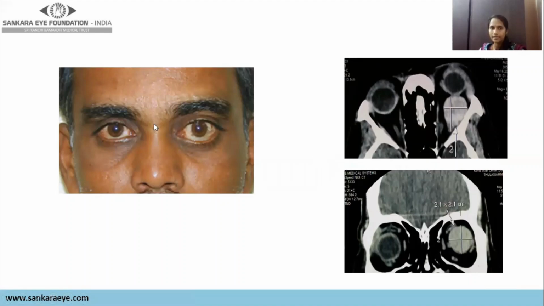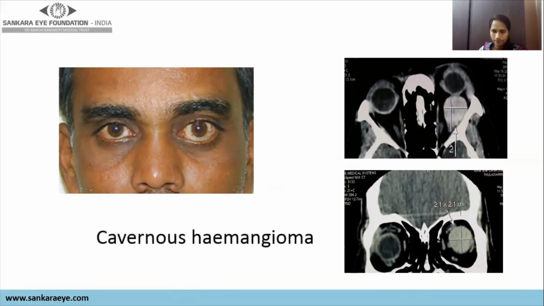So look at the clinical picture. He is a middle-aged man with a mild axial proptosis, not involving the vision. Pupil is normal with full extraocular movement. When you compare the clinical and the radiological findings, it shows that it must be an axial, intraconal vascular lesion. Most probably it is a cavernous hemangioma.